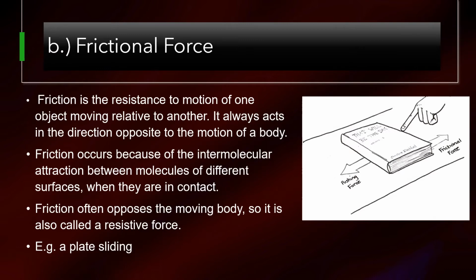Friction often opposes the moving body, so it is also called a resistive force. Examples are a plate sliding. Here we see a book and a guy pushing this book. Then the frictional force will be opposite of the pushing force. The rougher the surface, the higher the frictional force.